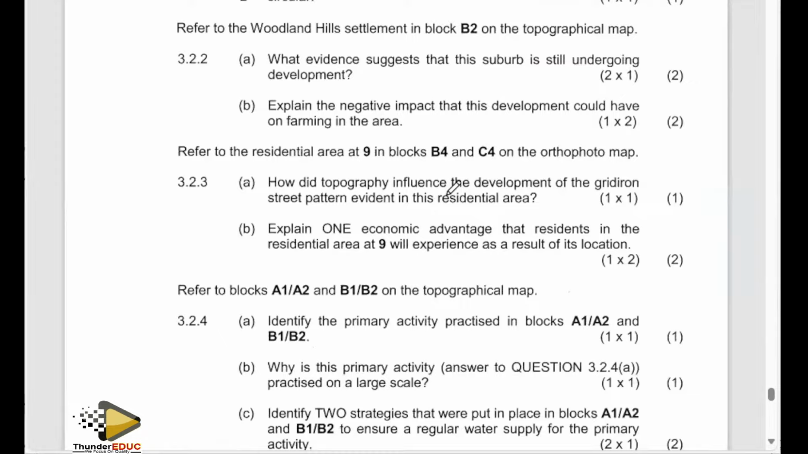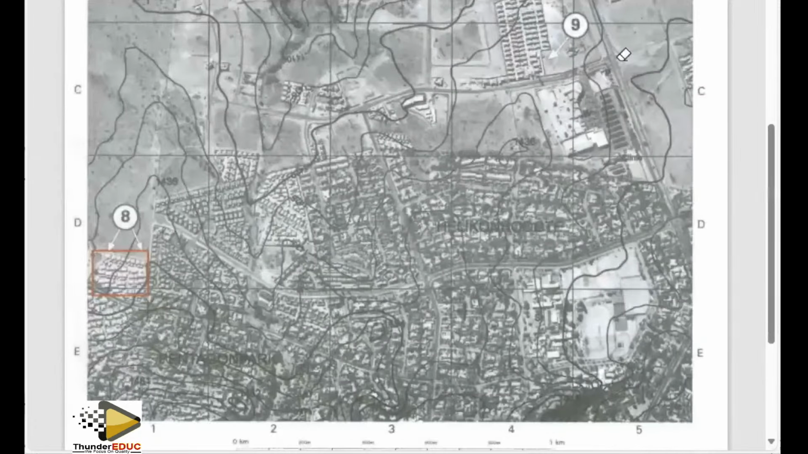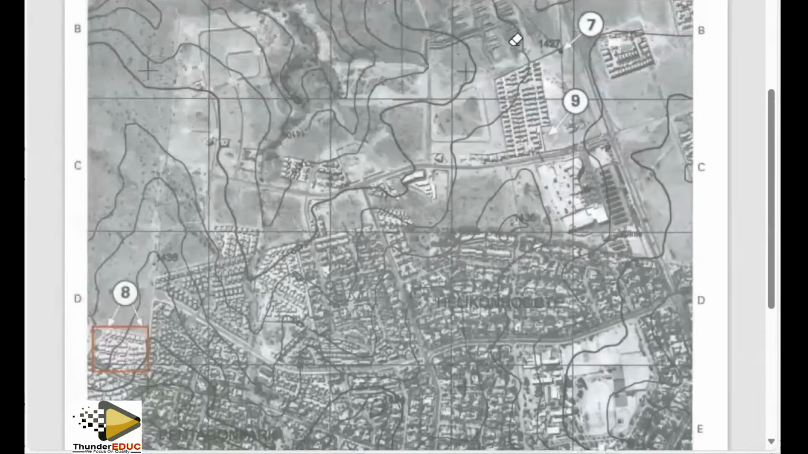Refer to the residential area at 9 in block B4 and C4 on the orthophoto map. Residential area 9, right. We're going to look at it. How did topography influence the development of the gridiron pattern evident in this residential area? We're saying it is having a grid pattern. Let's go to the orthophoto map at area 9. Area 9 is here.